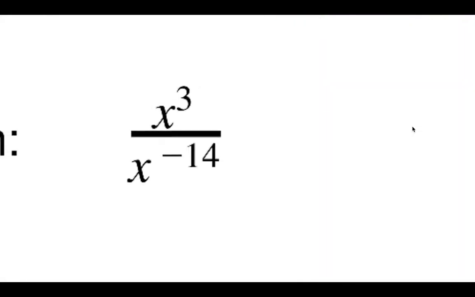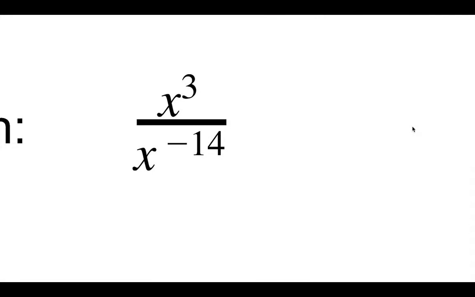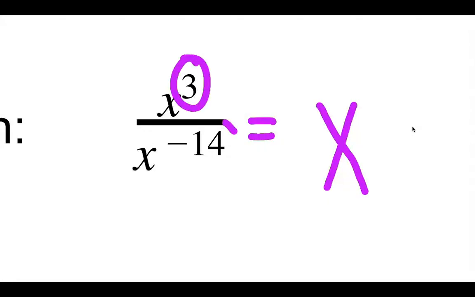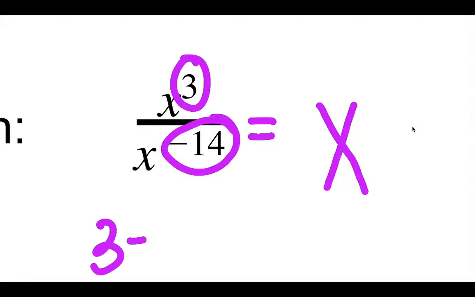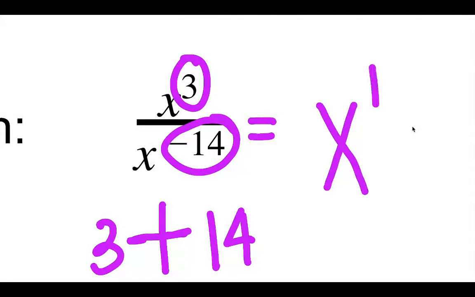12, we're simplifying. Again, we don't have any coefficients or just regular old numbers, so we don't have to divide those first. So I'm just going to keep the x, and I'm going to subtract 3 minus 14. Again, 3 minus 14 is really 3 plus 14. So I'm going to get 17.